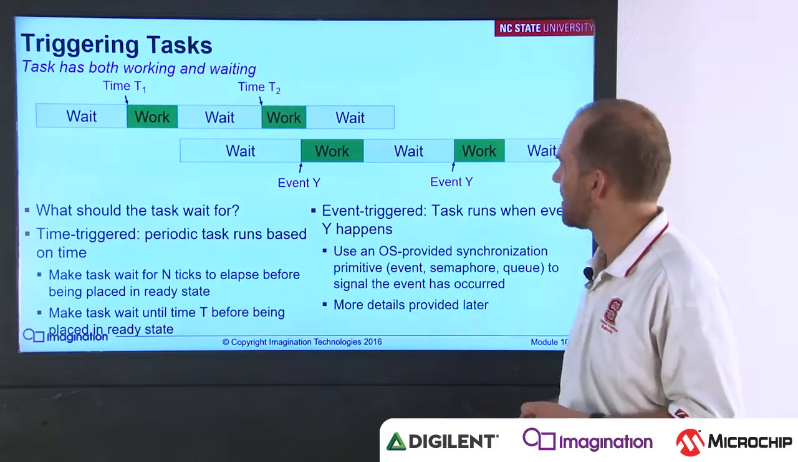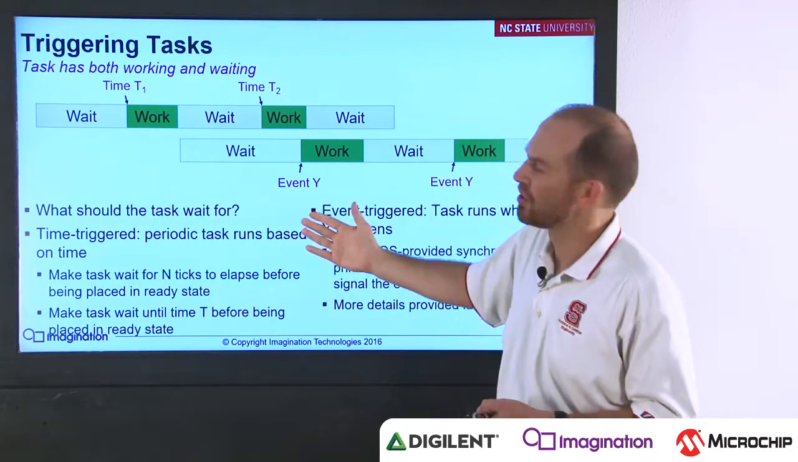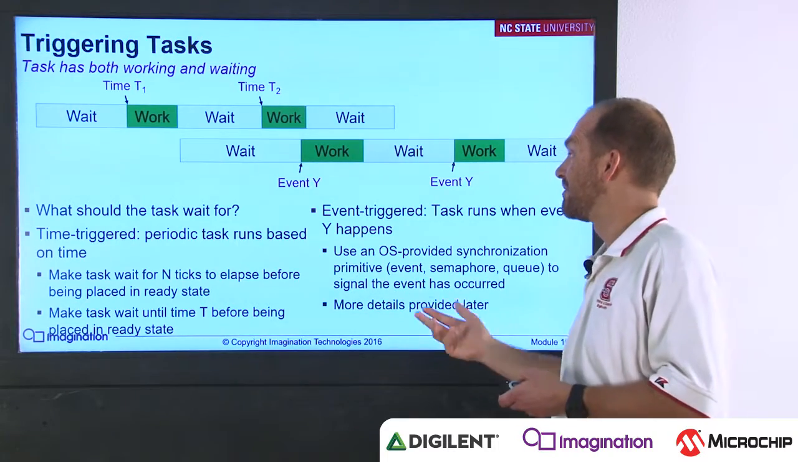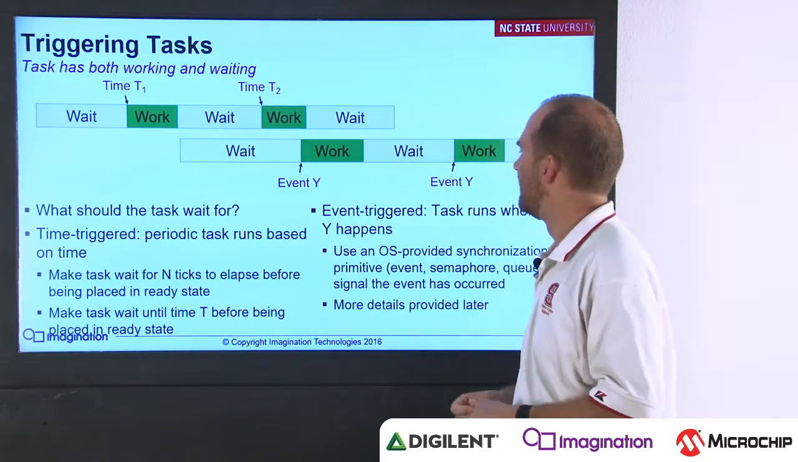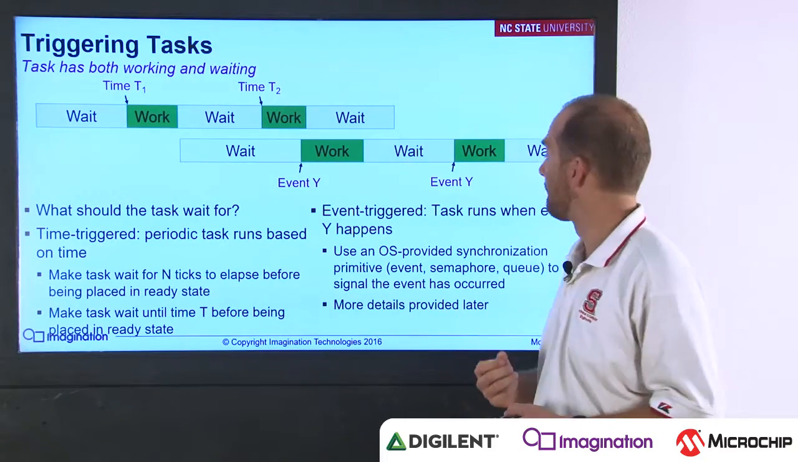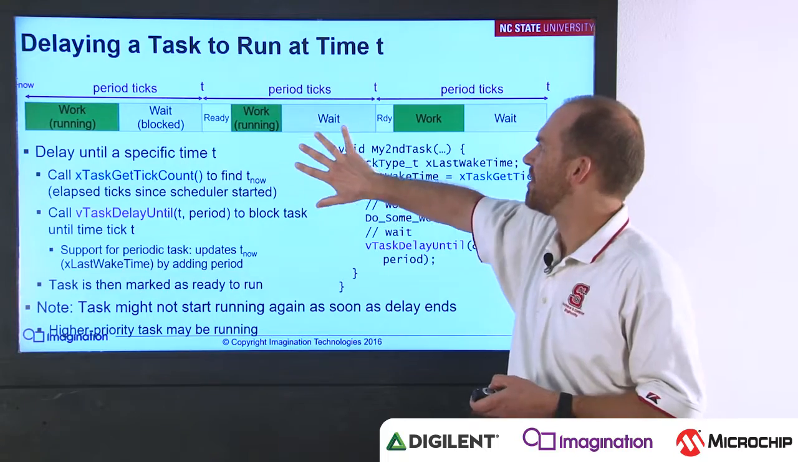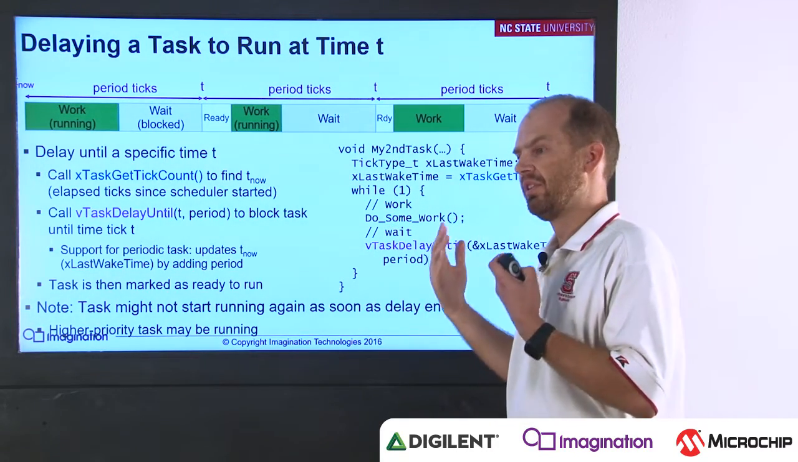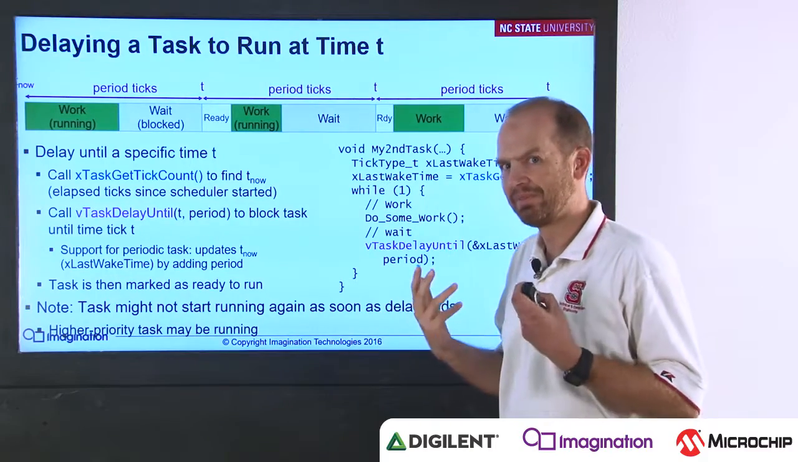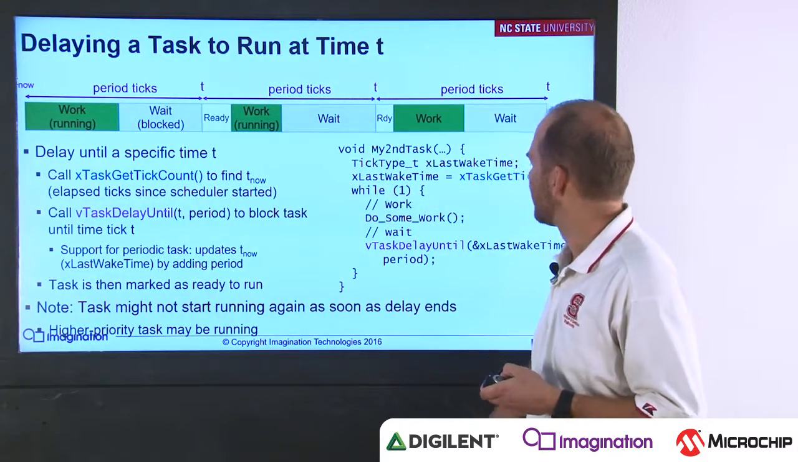So in triggering tasks, we consider what should the task wait for? Should we have a time-triggered or an event-triggered task? So we can start defining the application characteristics this way. We look at how we can delay a task for a certain amount of time or delay it until a certain time arrives. Both of these are necessary.